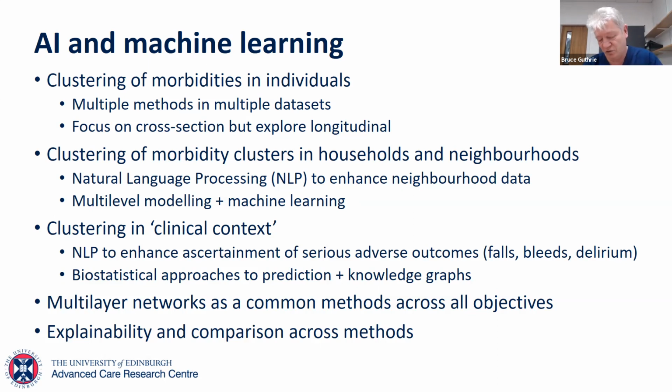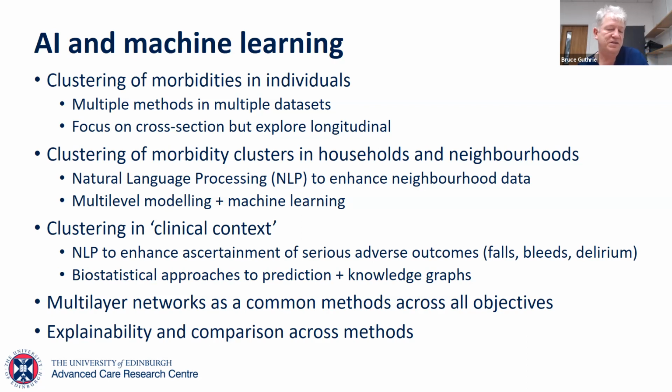In clustering in clinical context, again, there is natural language processing. Many of the things that I'm interested in as outcomes in later life are not well coded. Falling, bleeding, delirium, incontinence are not coded at all well, but are often in free text. So can we extract information from free text to better understand outcomes? And we're interested in, can we predict or identify people at higher risk of those outcomes? That includes both biostatistical approaches, and then in this particular case, using knowledge graphs.